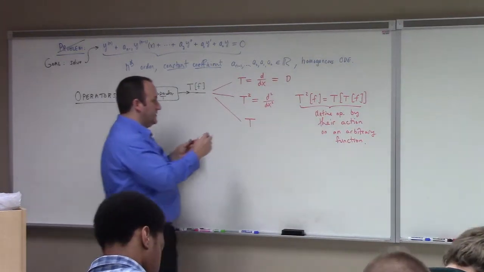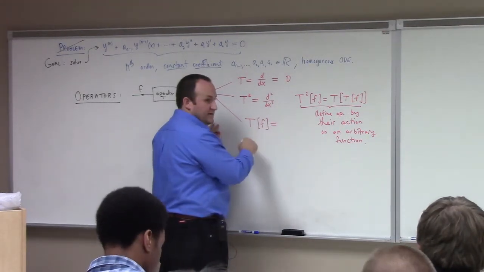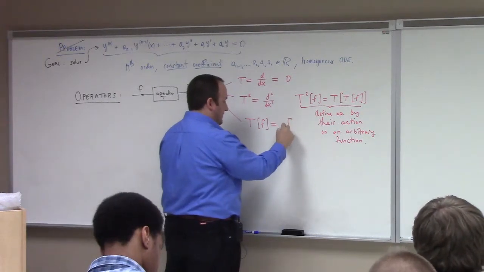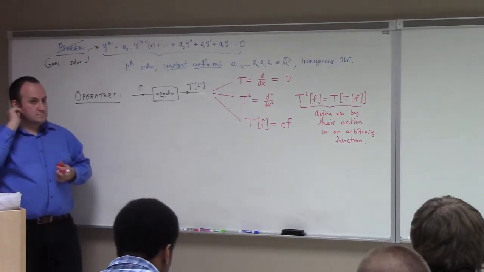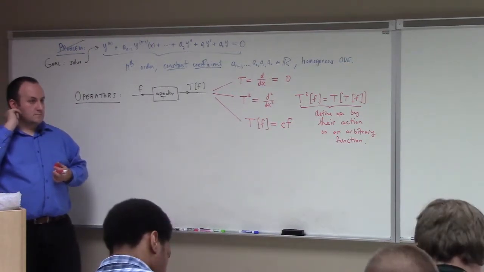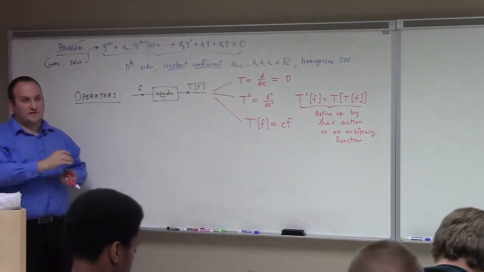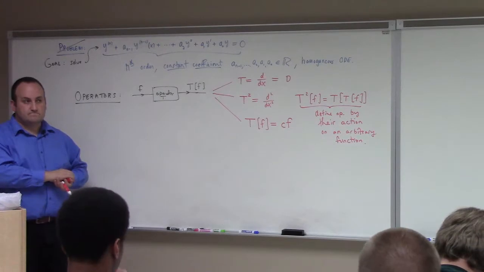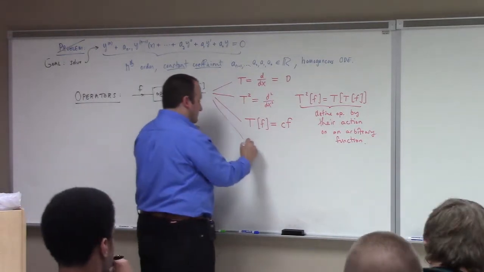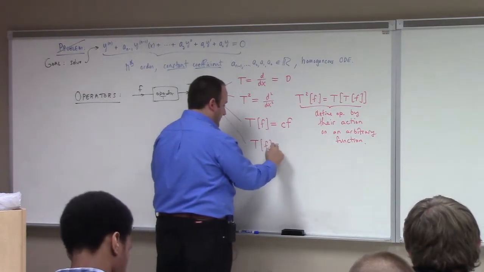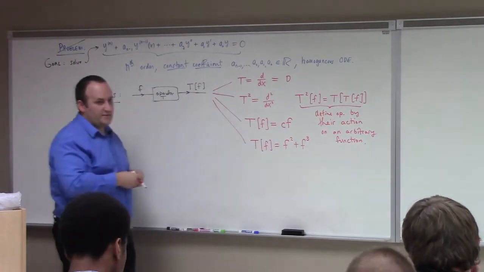So I could do this, right? Here's another operator. T of f: I take the function and do, say, c times f, where c is a constant. Take a function, multiply it by a scalar, a new function. This is also an operator. Does this make sense? Another example of an operator: T of f is equal to, say, f squared plus f cubed. There's another example of an operator.